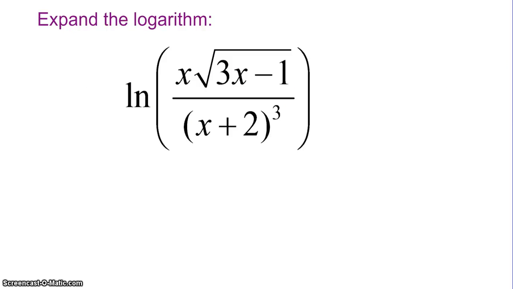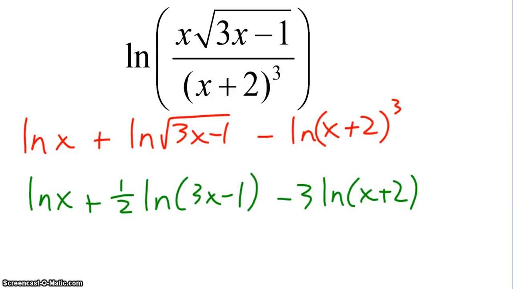Next one, I want you to expand this log using your properties of logs. Pause the video, unpause when you're ready to check your work. Alright, so I did this in 2 steps. You probably could have done it in 1. First I recognize that I have multiplication here, and then this is obviously division. So I can separate this into the natural log of x plus the natural log of the square root of 3x minus 1 minus the natural log of the quantity x plus 2 cubed.